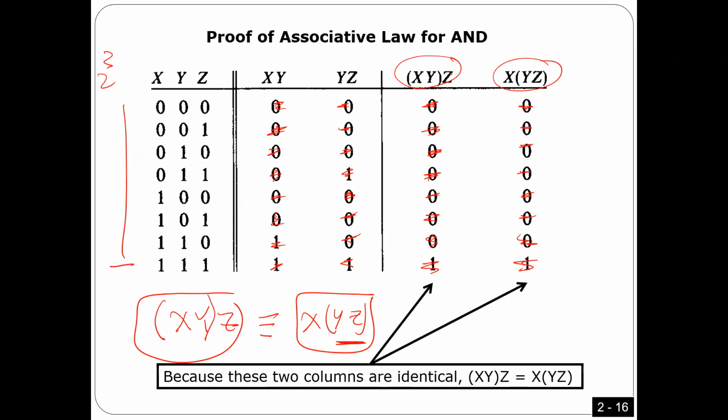How can I calculate the first one? You have to do this AND first, and then with the result, do AND with z. How can I calculate this one? I have to do this AND first, and then the result I'm going to AND with x. So in order to do that, I need to have a column here that has xy, because I need this xy here. Same thing, I need yz here. So I'm going to make xy here, yz here. xy is just 1 bit, 0 or 1.